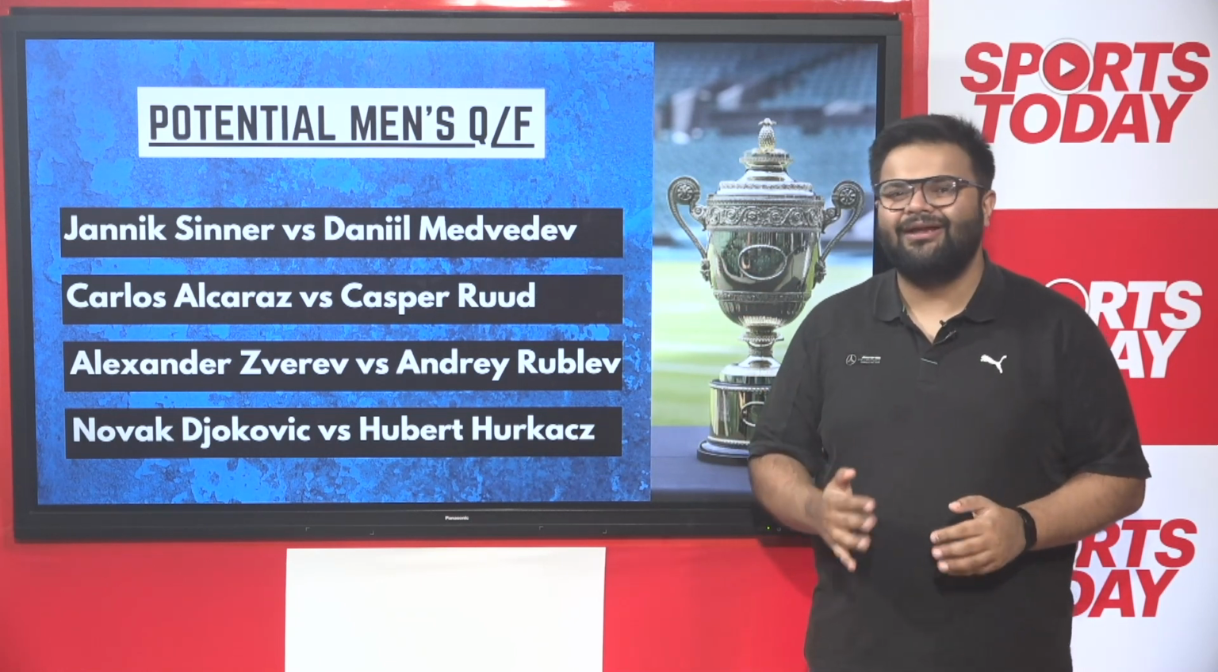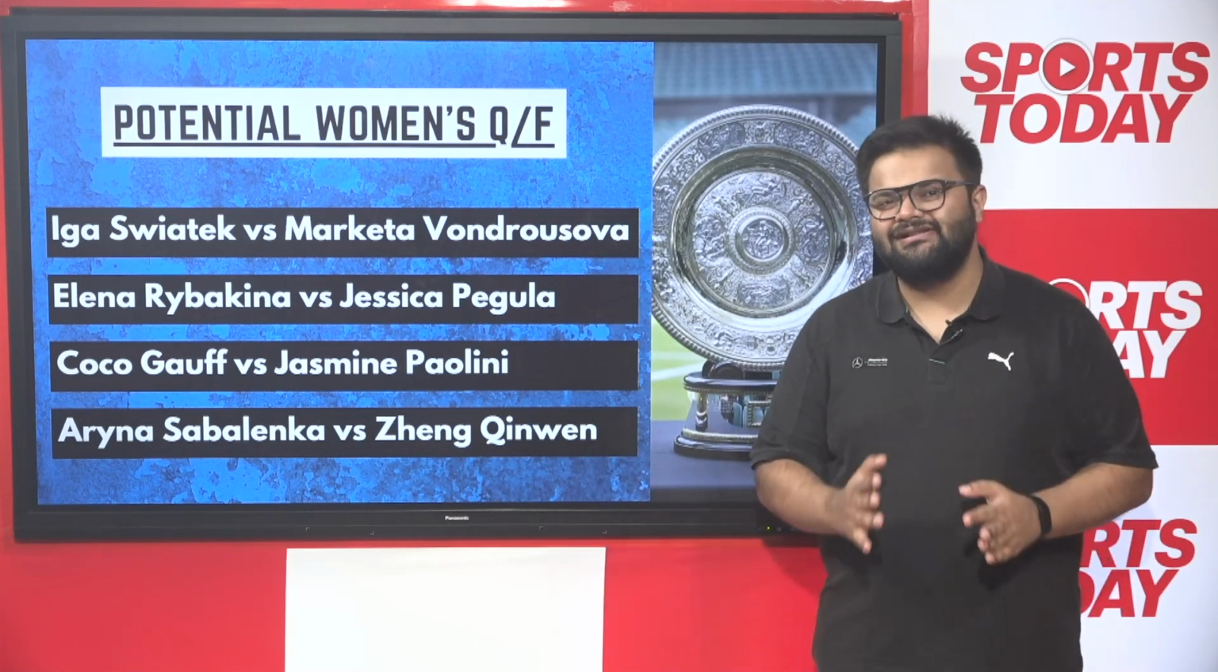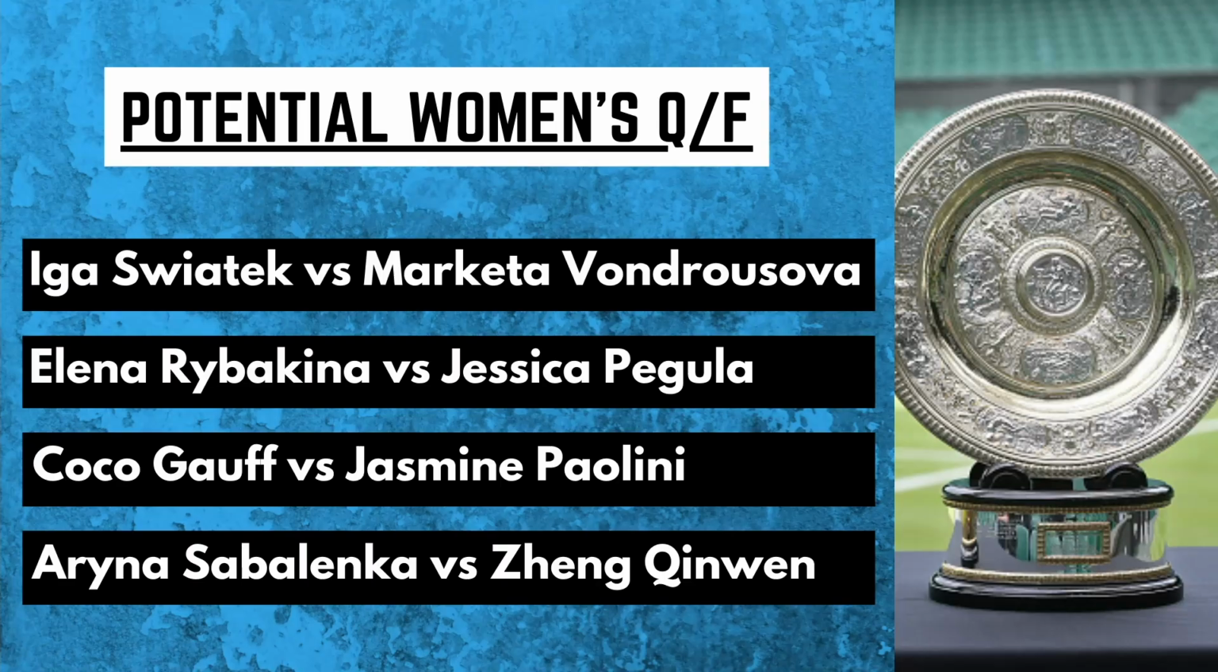But how do things look on the women's side of things? Well, as far as the women's potential quarterfinals are concerned, Iga Swiatek, someone who has dominated on clay courts but struggled at Wimbledon, could potentially be up against Marketa Vondrousova in the quarterfinals. Another favorite, Elena Rybakina, will be up against Jessica Pegula. Coco Gauff, someone who has grown in stature recently, will be up against Jasmine Paolini. And Aryna Sabalenka, again someone there will be a lot of eyes on, could be up against Zheng Qinwen.